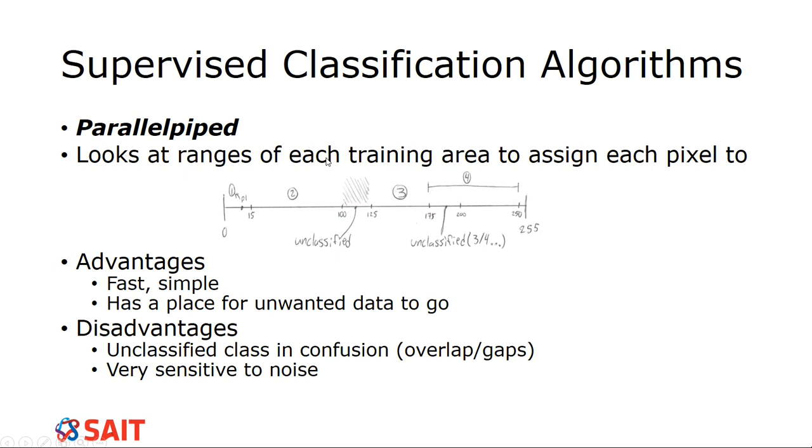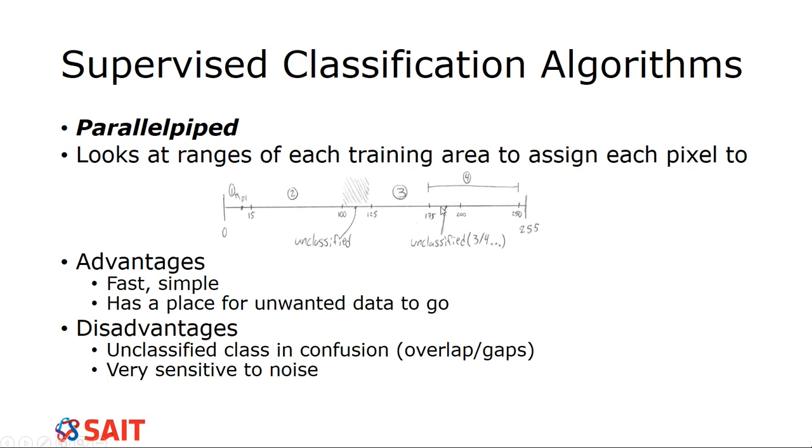So we take every single pixel that's not part of a training area, and we only use these ranges. Let's say this dot here is 10. Then we know that it falls between 0 and 15, so it's going to be part of class 1. For class 2, we have between 15 and 100, but the pixel we're looking at doesn't fall under that. What happens if it falls at 112? Well, it doesn't fall into a class at that point, so it becomes unclassified.